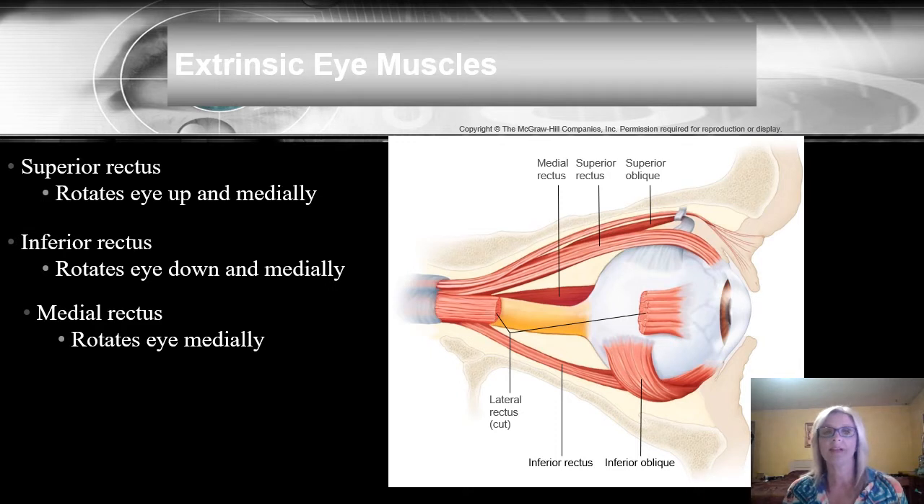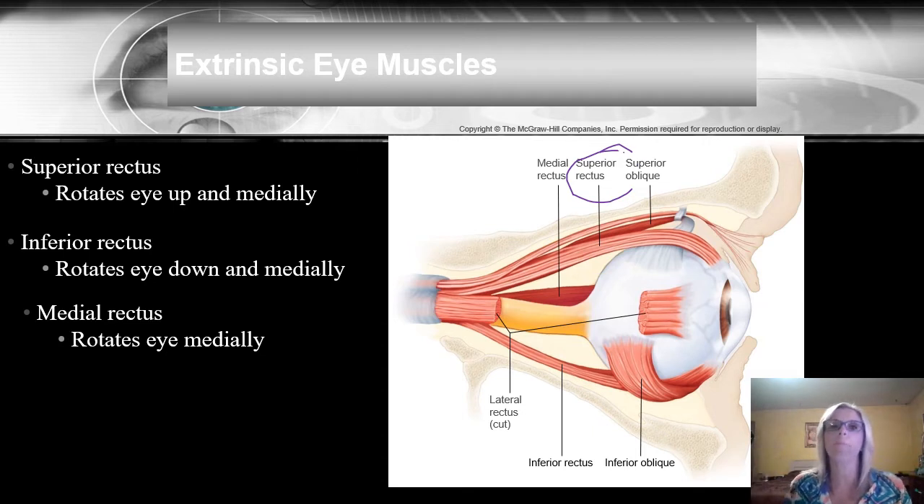So we have 6 extrinsic eye muscles, or muscles located just on the outside of the eye. We've got 3 of those that are rectus muscles. Rectus means long and flat, and these 6 muscles work together to move the eye in different directions. So we'll start with the superior rectus. So we have the superior rectus here.